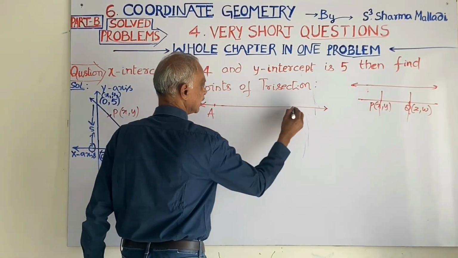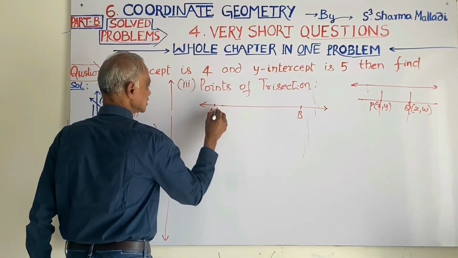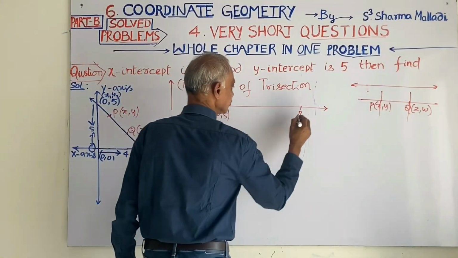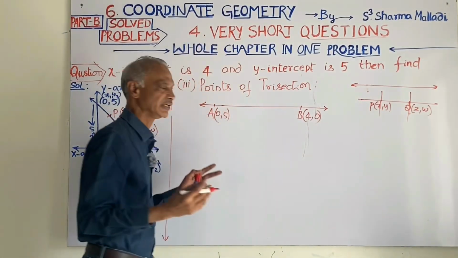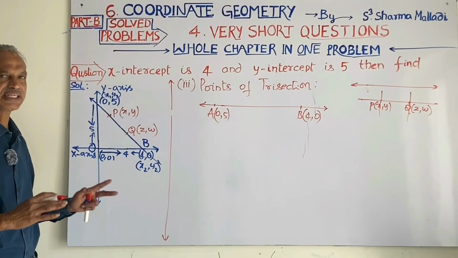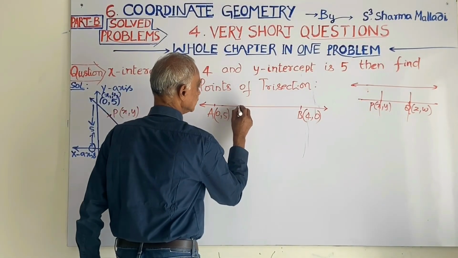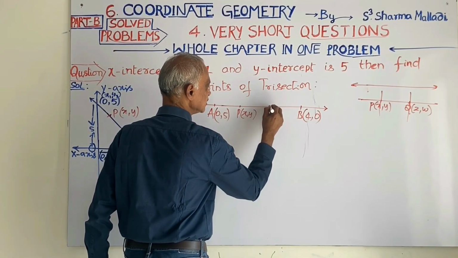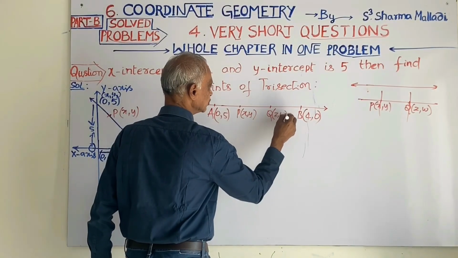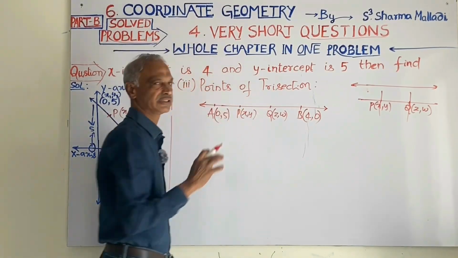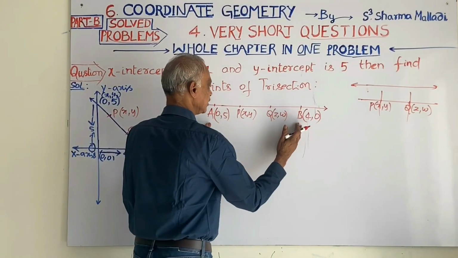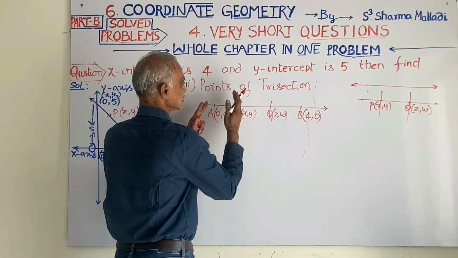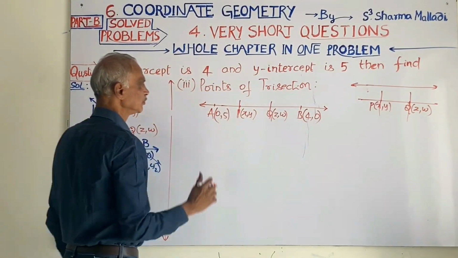This is A and this is B. A will be (0, 5) and B will be (4, 0). We have to divide this line segment AB into 3 equal parts. You take this as P(x, y) and you take this as Q(z, w). P and Q are dividing this line segment AB into 3 equal parts, in the ratio 1:1:1. These are the points of trisection.